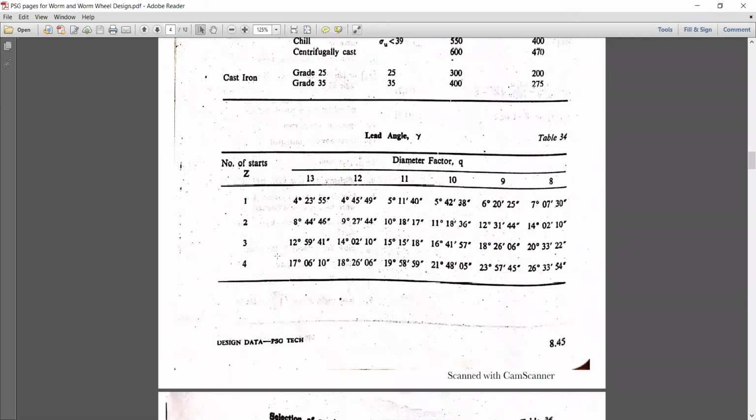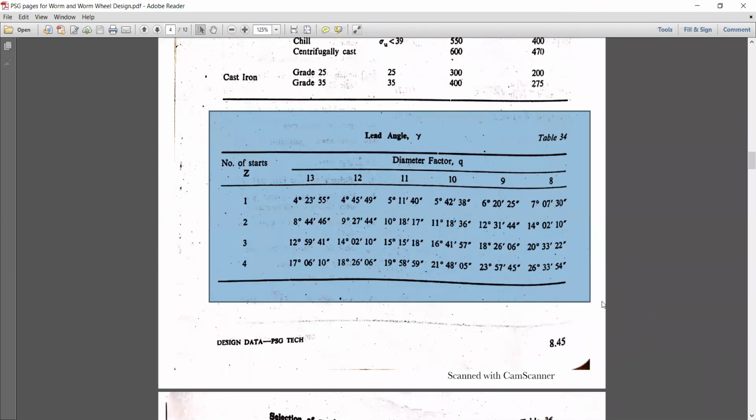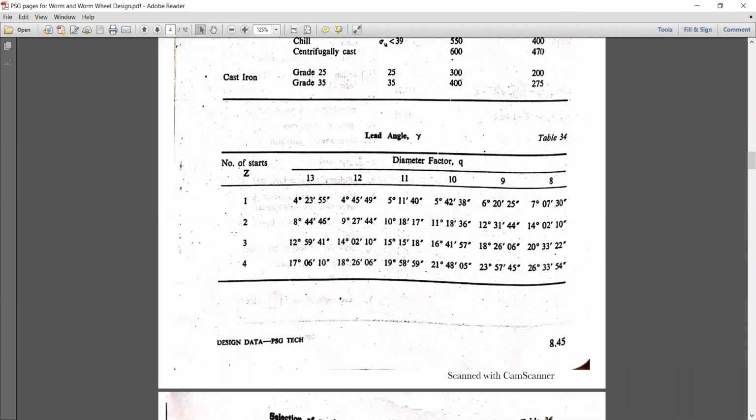So in this table, you can find out the lead angle. Our number of starts is 3, so we have to choose this column, and the value of Q is 11, so we have to consider this column. In combination, what we get is the lead angle equal to 15 degree 15 minute and 88 second. This is nothing but gamma as well as beta 1.